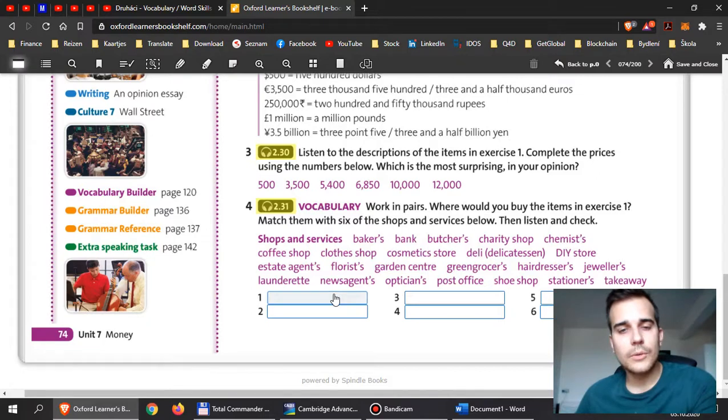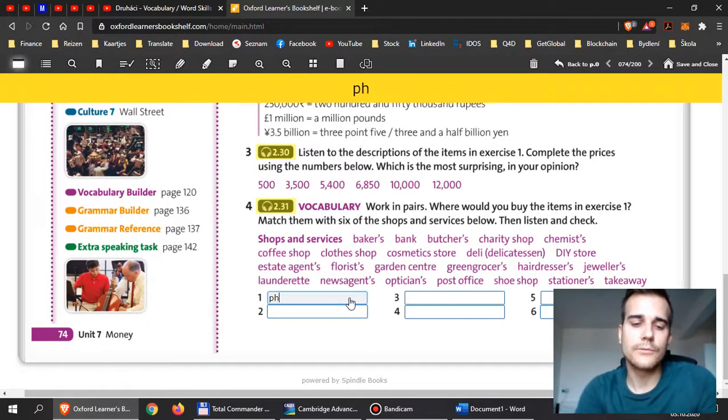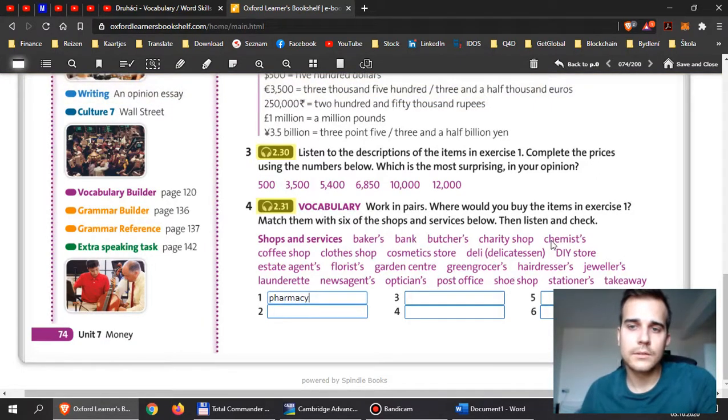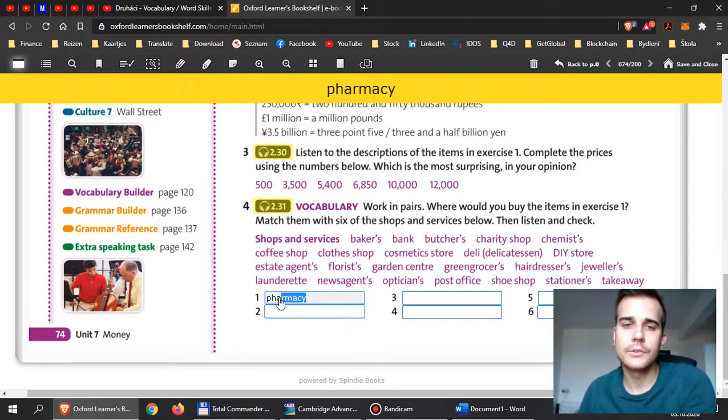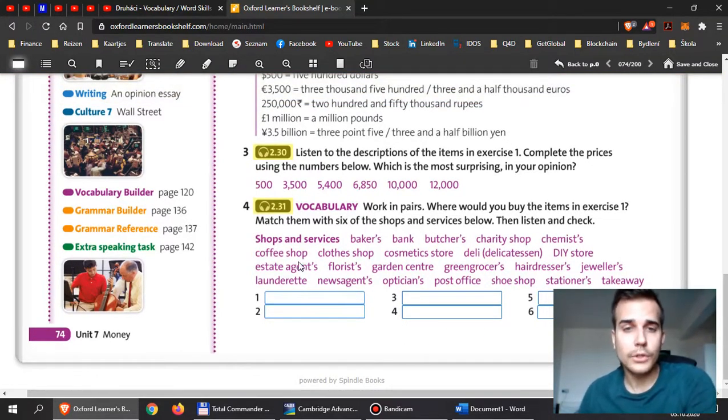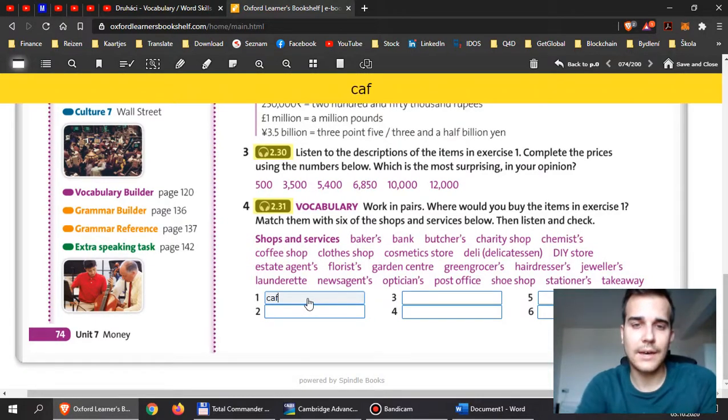Chemist is a very British expression. There is also the word pharmacy. All right. Pharmacy is in American English. I myself usually say pharmacy. Then we have coffee shop. You can also call it a cafe. All right, like this.